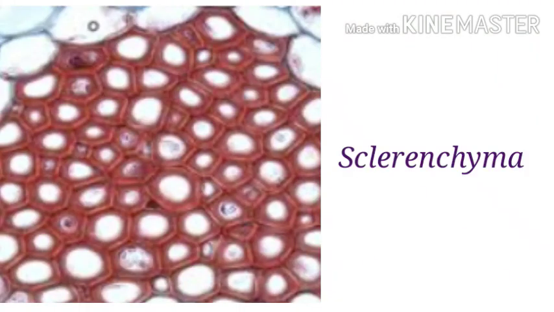Next is sclerenchyma. It is composed of cells that are uniformly thick all over the cell wall. From the picture itself, it is clear that its cell is uniformly thick. The function of sclerenchyma cells is to provide strength and support to plant parts.